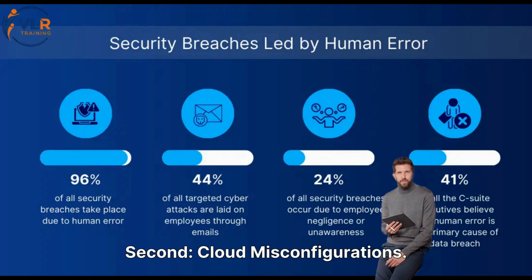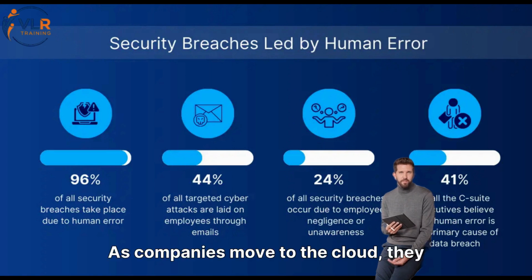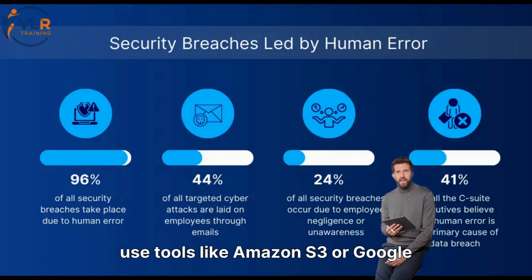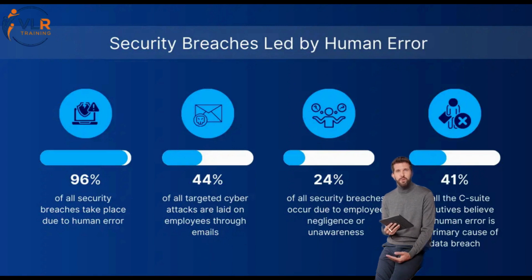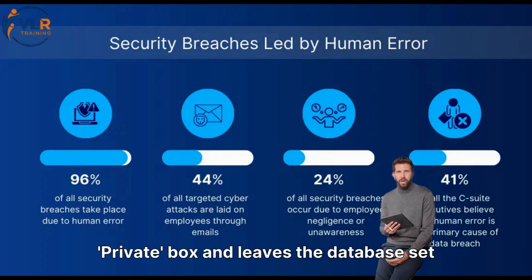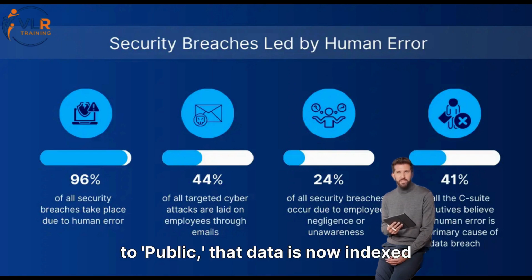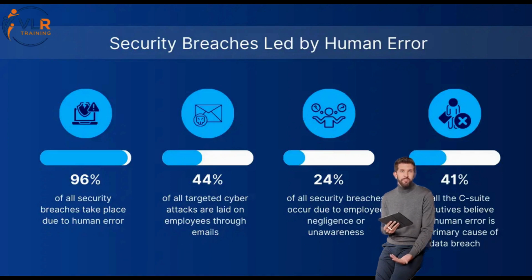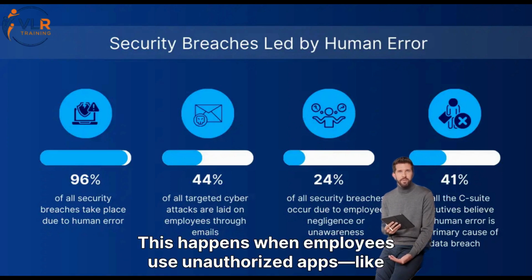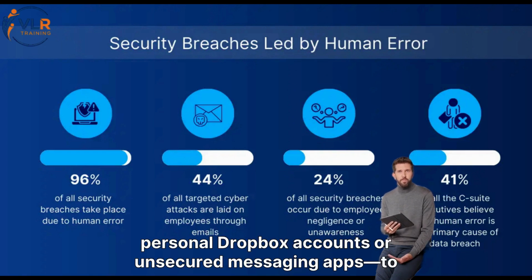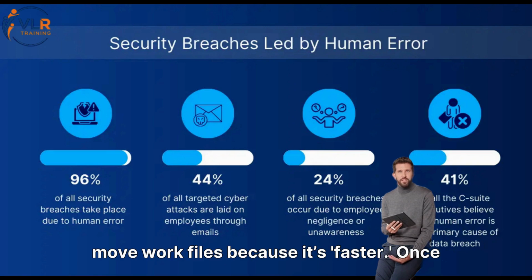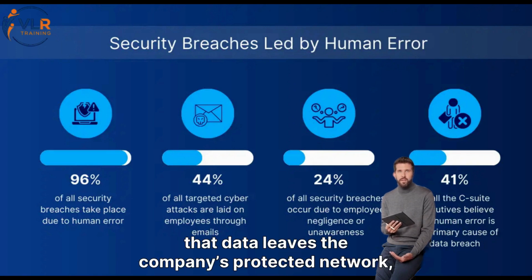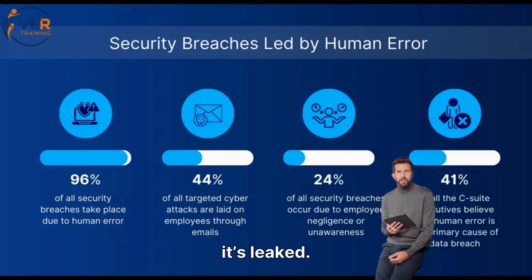Second, cloud misconfigurations. As companies move to the cloud, they use tools like Amazon S3 or Google Cloud. If a developer forgets to check the private box and leaves the database set to public, that data is now indexed by search engines. Third, shadow IT. This happens when employees use unauthorized apps, like personal Dropbox accounts or unsecured messaging apps, to move work files because it's faster. Once that data leaves the company's protected network, it's leaked.